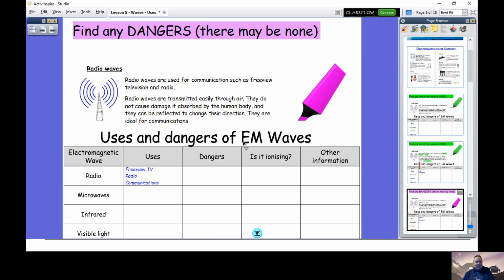What's the next section? The next section is dangers. I want you to find any dangers. So I want you to skim through this and find if they are dangerous. Now, some of these waves are really dangerous, some of them not so much.